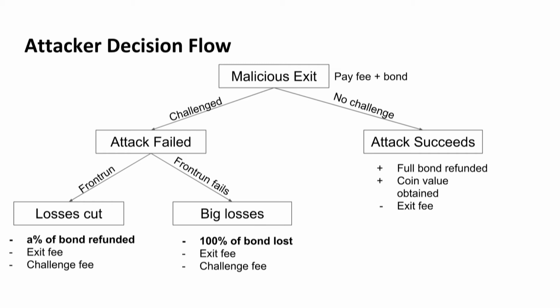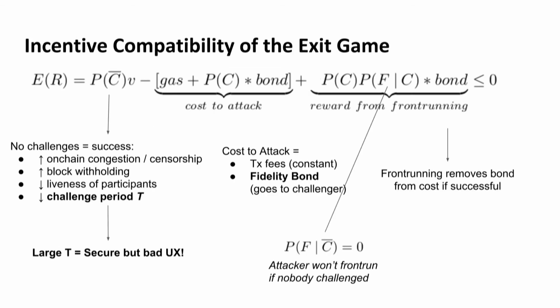So if they are able to challenge themselves, they'll get the bond back, and the cost to attack is significantly reduced. So what we do to prevent that is we only refund part of the bond, and you can send the rest of the bond to charity. So you can say 0.6 ETH out of 1 will go to charity, or just burn it, send it to 0x0.